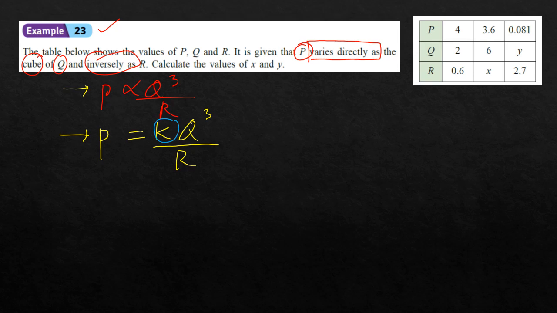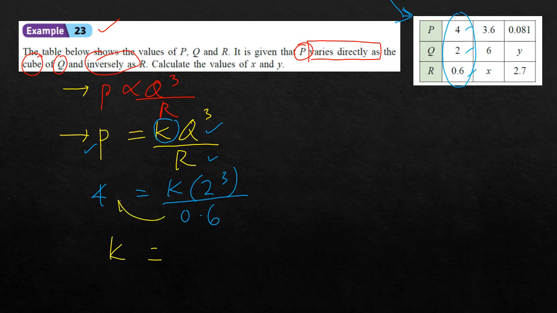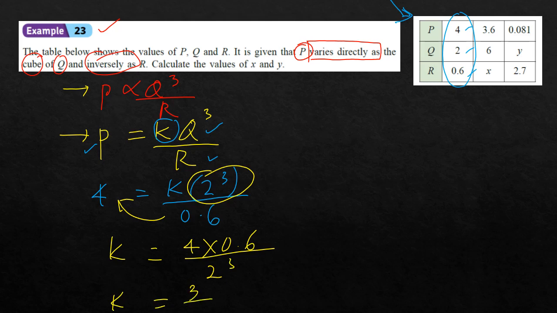Okay. Now your job is to find your K. To find your K, you must know what is your P, what is your Q, what is your R. So from this table, you can find your K because all these P, Q are given. So we take this one. Just substitute. Your P is 4 equal K times your Q is 2 cube over R is 0.6. And then your K will be, this one can times 0.6, and then this one will be over 2 power 3. So you'll get your K is 3 over 10.